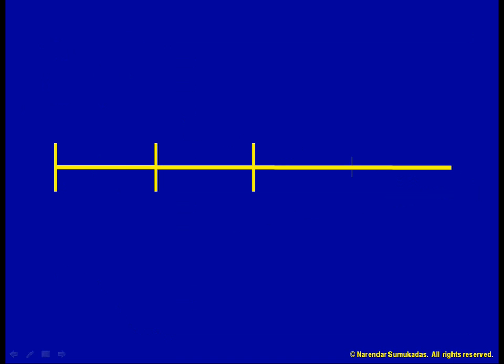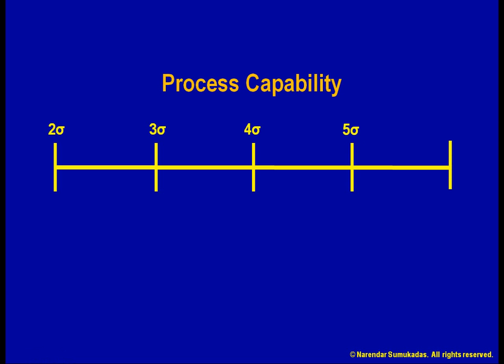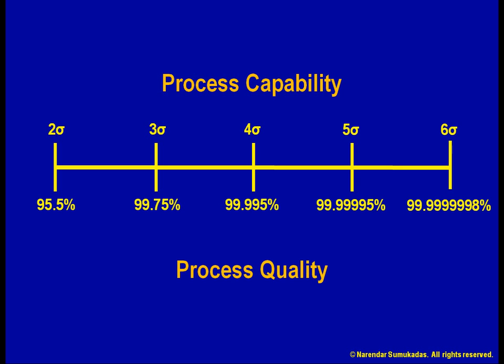We have expressed the precision and quality of my current coffee machine and the four models under consideration in terms of 2 sigma, 3 sigma, 4 sigma, 5 sigma, and 6 sigma capability. Corresponding to these process capability levels, we have seen that the process quality levels will be 95.5%, 99.75%, 99.995%, 99.99995%, 99.9999998% good output, respectively. Going from one model to the next, the process capability level seems to increase only linearly.